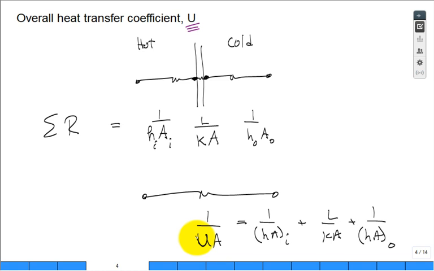All right. Every now and then you'll see that the coefficient is based on the outer area. Oh no, the coefficient's based on the inner area. When the area is different, sometimes you have to read carefully. What is the area associated with that U? The overall is the coefficient, but I have to pick, is it the area on the inside or the area on the outside? As if it's just a plain wall, they have the same area.